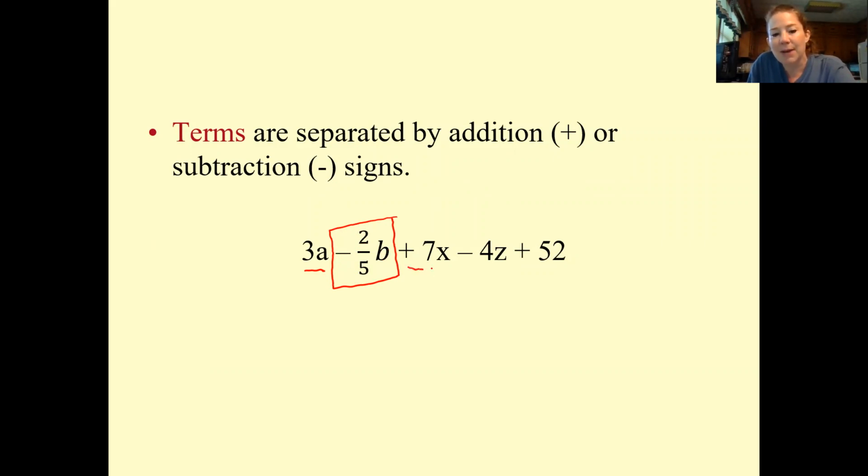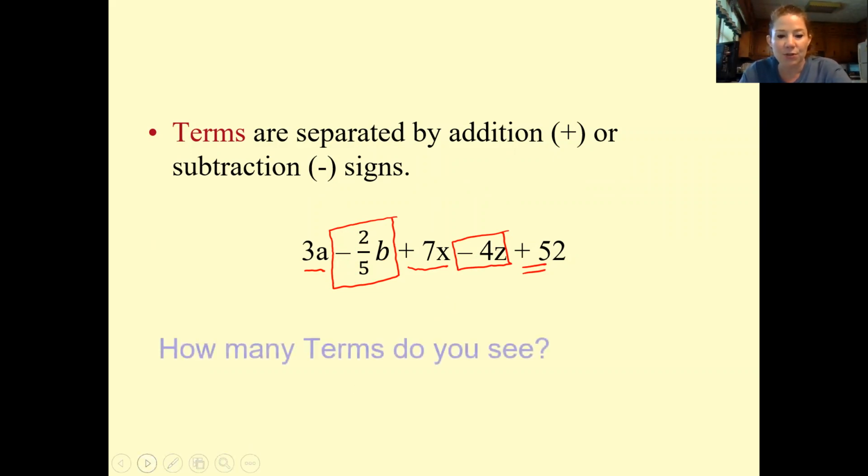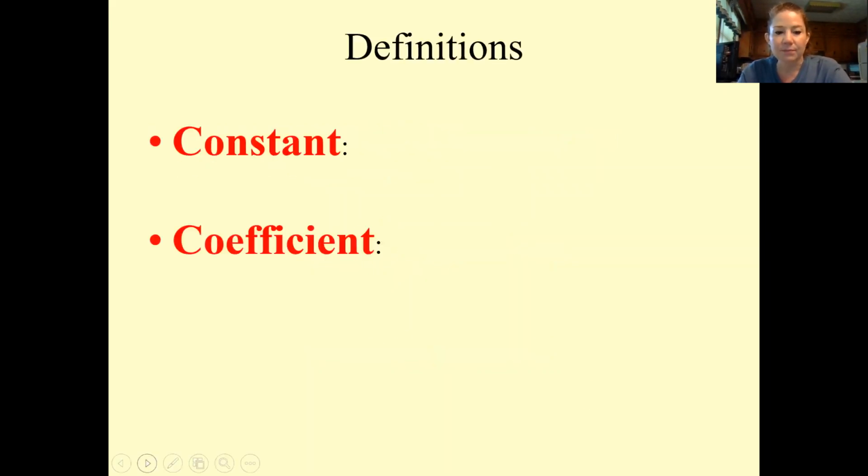The next term is a positive 7x. The next term is a negative 4z or minus 4z, and the last term is 52. So how many terms do you see? We have 5 individual terms.